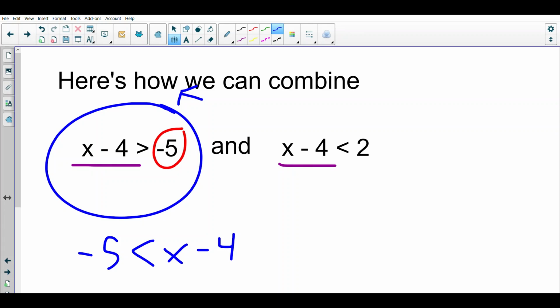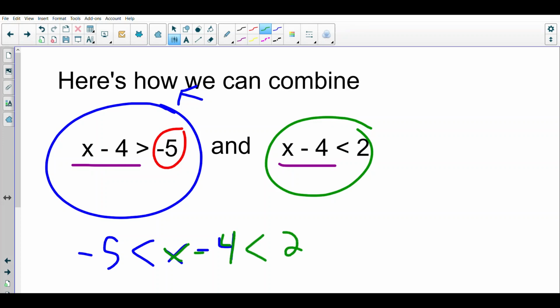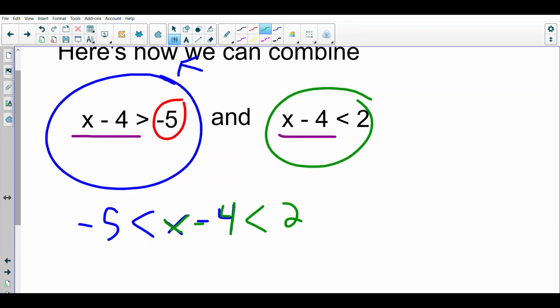Then we can take the second part and overlap it. So x minus 4 goes right on top. X minus 4, and we get is less than 2. That's how they can be combined because it's overlapping parts. Now if you read it, it makes sense. -5 is less than x minus 4, which is also less than 2. That's how they can be combined, but only if that middle part is the same.